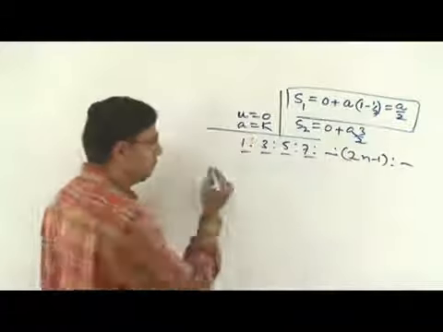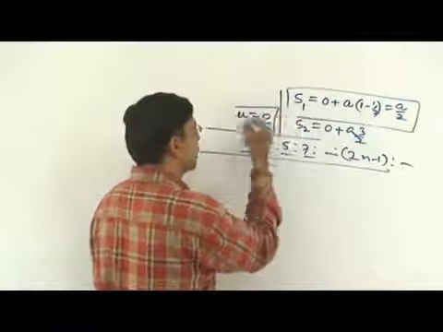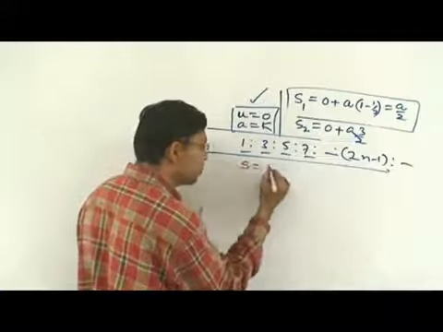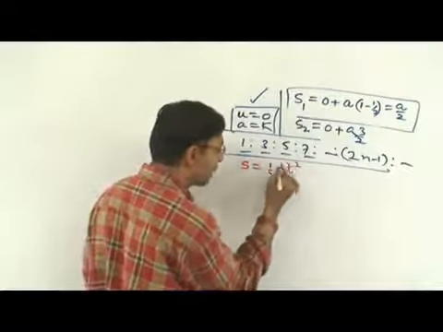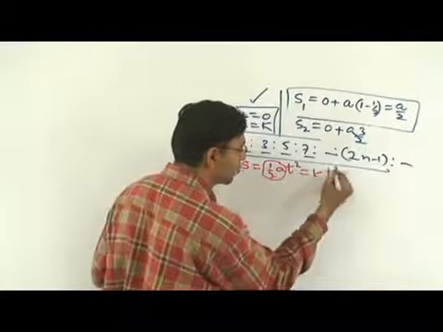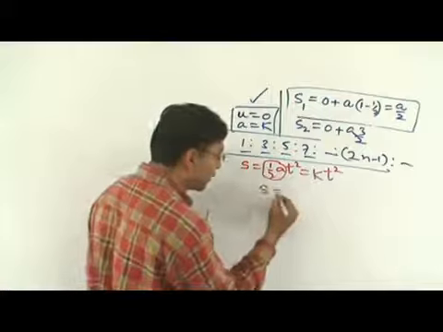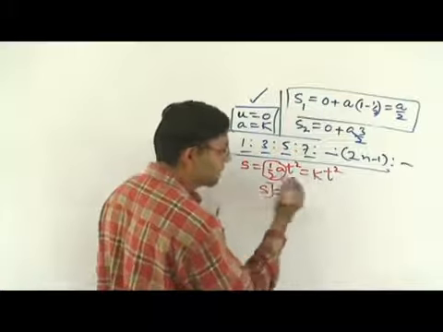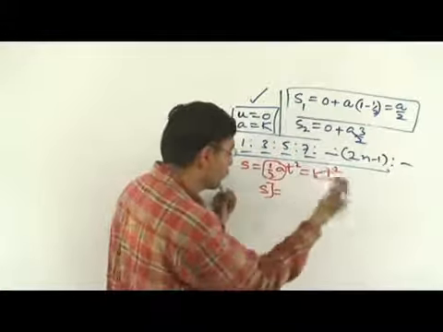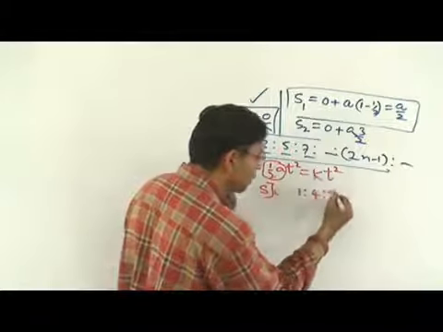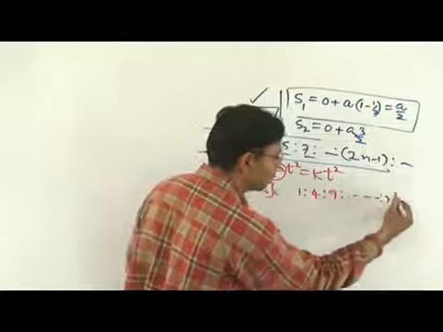Now, whenever a body is starting from rest and moving with uniform acceleration, displacement at time t, u is 0, is half a t square. a is constant, so I can safely write kt square. It is proportional to t square. And now I can easily say displacement at the end of 1 second, at the end of 2 seconds, at the end of 3 seconds and so on from the beginning. That ratio is going to be 1 square, 2 square, 3 square and so on. Is that clear? n square and so on.